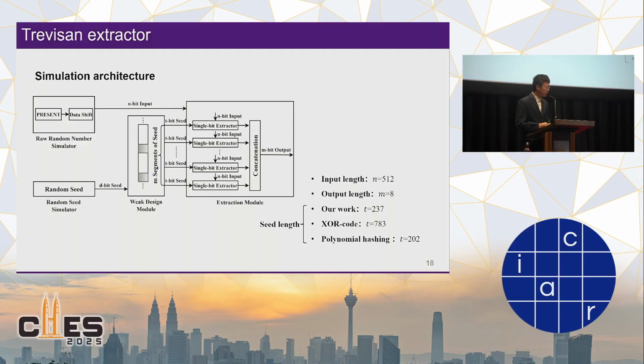This is the simulation architecture of the Trevisan extractor. The raw random number simulator and random seed simulator are similar to those of the Toeplitz extractor. The input is fed to M single bit extractors, and the total seed length is split into M sections, with each section inserted into every single bit extractor. In our configuration, the seed length of our work is 237 bits, which is comparable to the polynomial hash's 202 bits, and far better than the 783 bits required by XOR code.